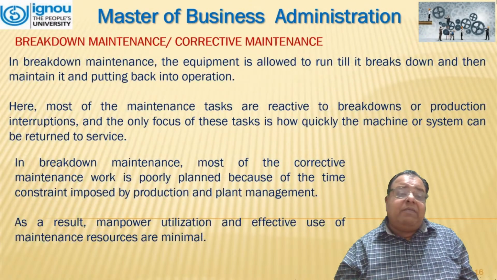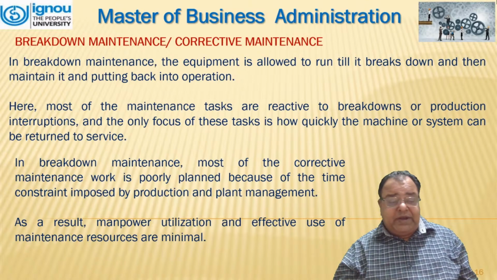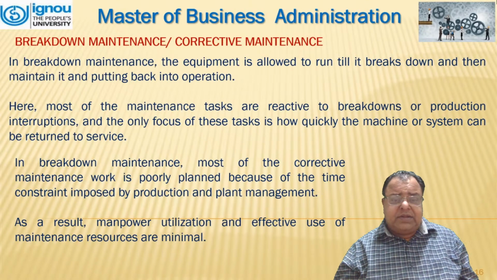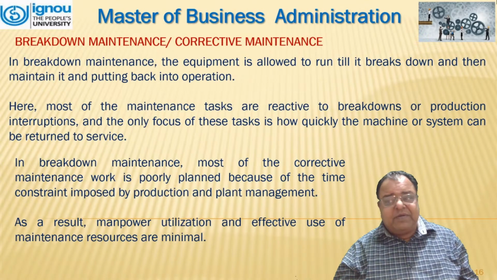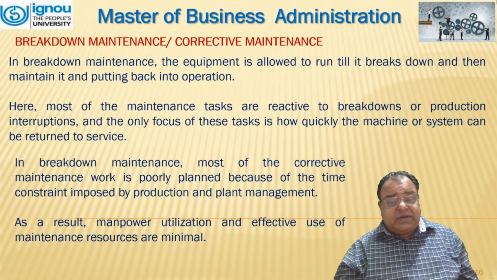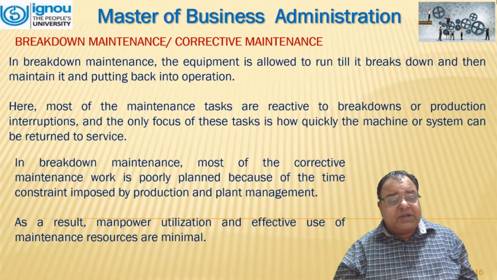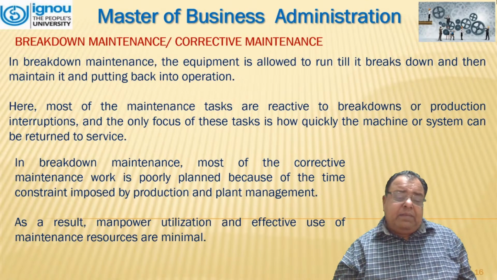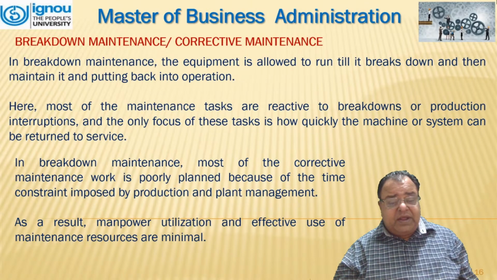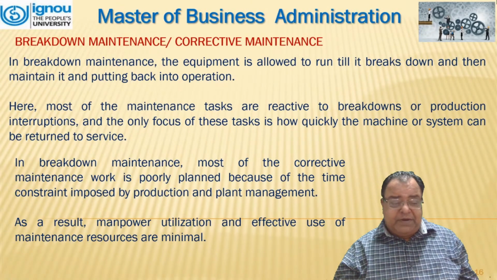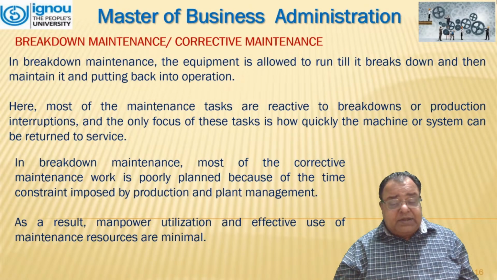So we will start with breakdown maintenance, that is, corrective maintenance. In breakdown maintenance, the equipment is allowed to run till it breaks down and then it is maintained and put back into operation. Here, most of the maintenance tasks are repetitive responses to breakdowns or production interruptions, and the only focus of these tasks is how quickly the machine or system can be returned to service. Most of the corrective maintenance work is poorly planned because of the time constraints imposed by production and plant management. As a result, manpower utilization and effective use of maintenance resources are minimal.